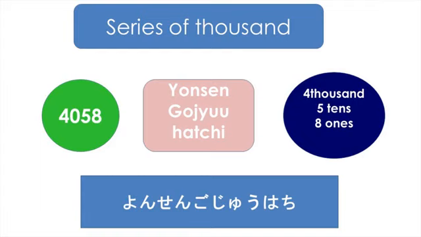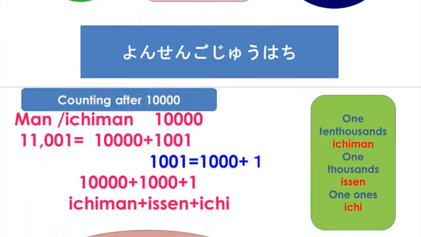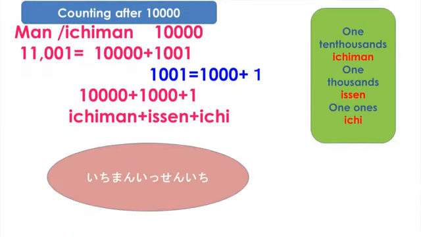I hope you are understanding what I am trying to explain you, so that you can make any number you want without any hassle. Now come on man or ichiman, that is 10,000. Suppose we have to make a number 11,001. That will be 11,000 plus 1,001. And in this parrot box I have written place values also. So at ones place we have 1, then at thousands place we have 1000, and 10,000 place we have 10,000.